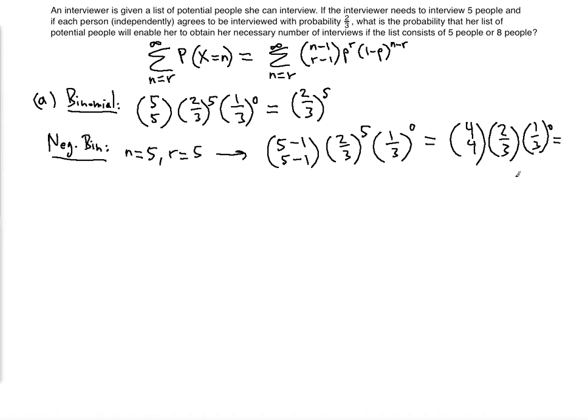Right, and that is basically equal to, sorry, forgot that 5, 2/3 raised to the 5th power, right? Now part B, you can use regular binomial, but it's kind of tricky. I think negative binomial is more clear for part B, and I will show you how.